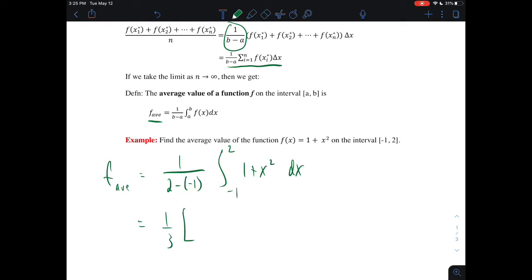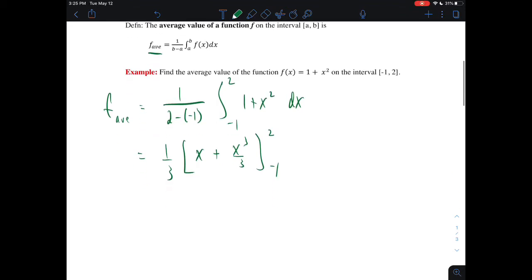Antiderivative of 1 is x. Antiderivative of x squared is x cubed over 3. And then I'm evaluating at 2 first and then negative 1. So this gives me 1/3 times, first plugging in 2, 2 plus 2 cubed over 3, which is 8/3, minus, and then I would have negative 1, and then negative 1 cubed over 3 is negative 1/3, so minus 1/3.